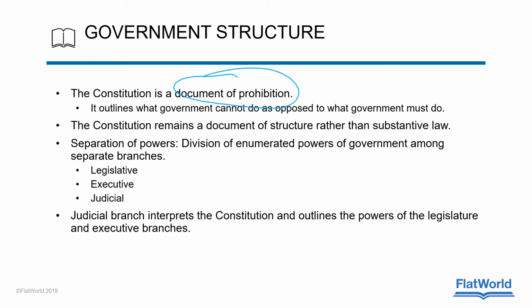The Constitution remains a document of structure. So that's another thing to keep in mind. Then substantive law. It talks about the separation of powers. Here we have those three. And the division of enumerated powers of government among the separate branches. And then the judicial branch interprets the Constitution and outlines the powers of the legislature and executive branches.